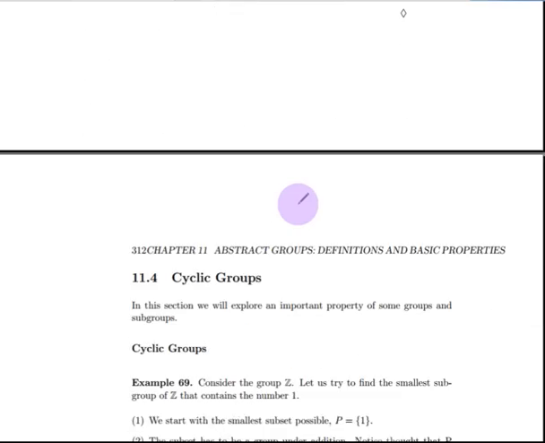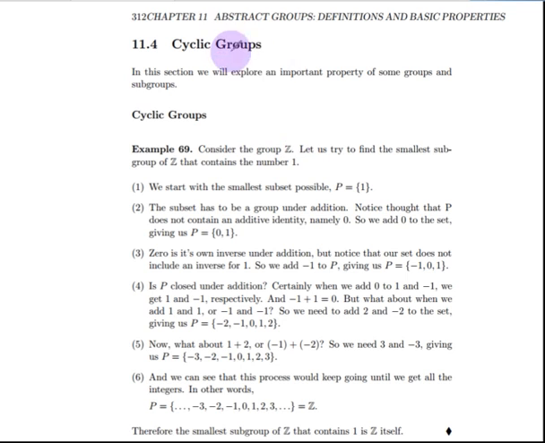Okay, more exercises. And here we're going to talk about another special type of group, so I'm going to stop here.